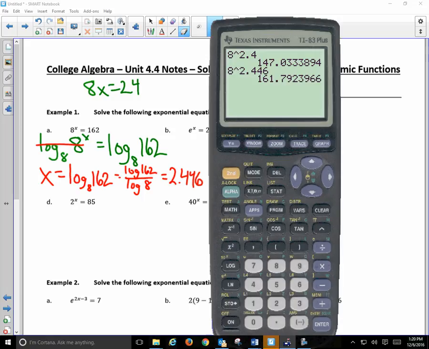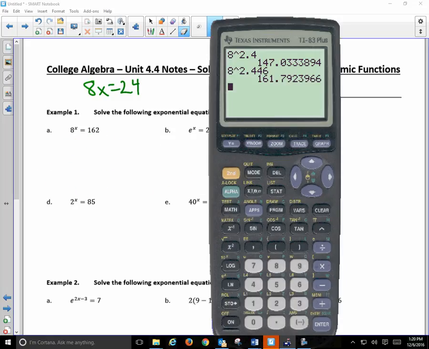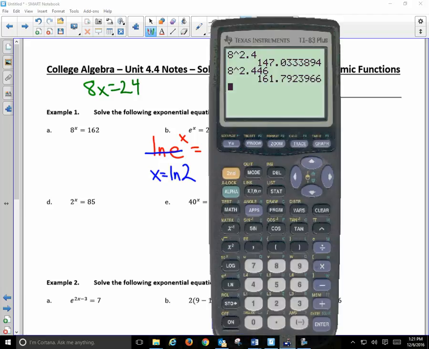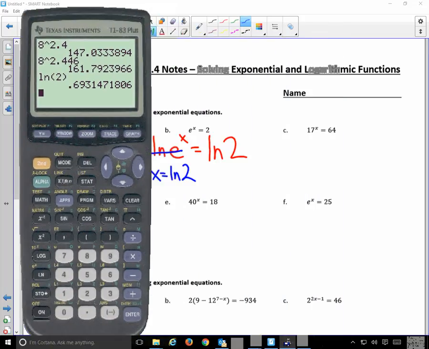Let's look at B. I have a base of e. How do I get rid of a base of e? I take the natural log of both sides, because natural log is a log base e. And those are inverse operations, so they cancel. I'm left with x is equal to the natural log of 2. So then I get 0.693.